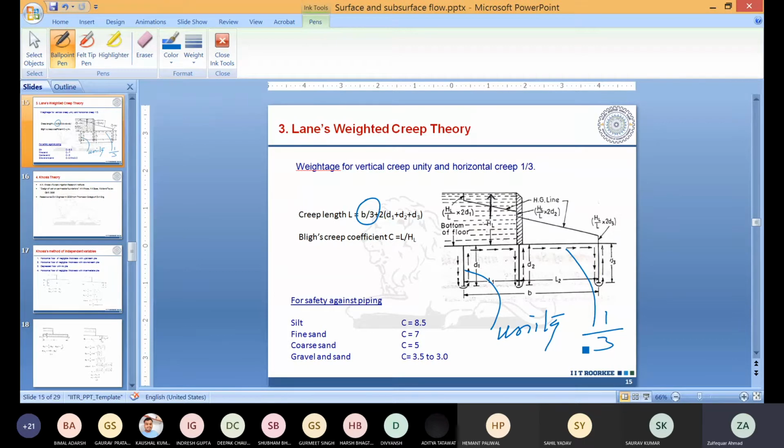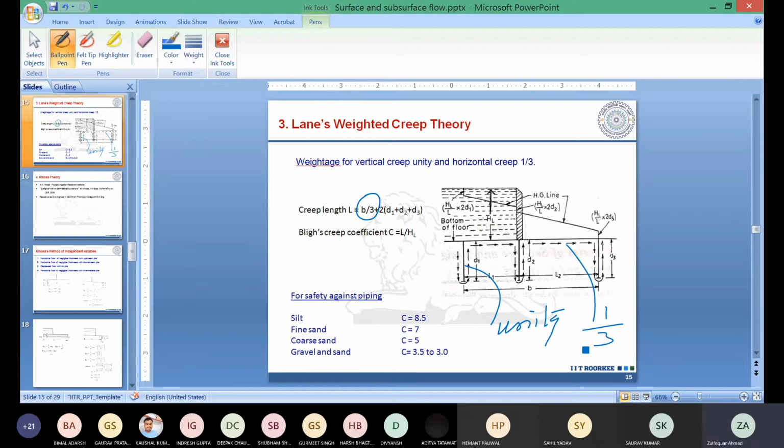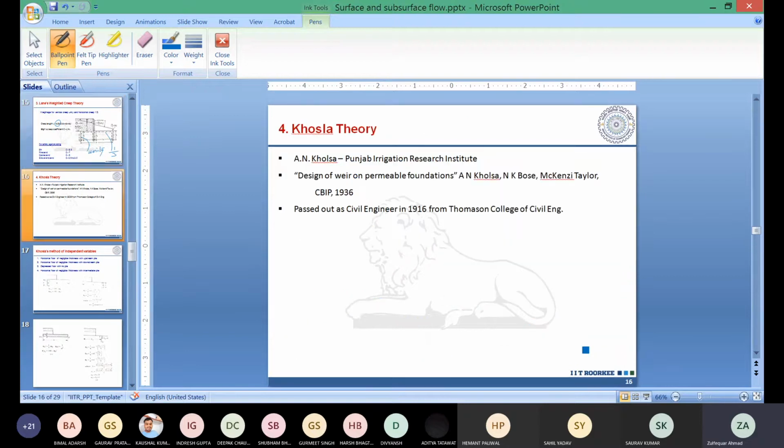Now coming to the concept given by Khosla. You can go through the details about Dr. A.N. Khosla because he's an icon. He was the icon of this Thomson College of Engineering, graduated from here in 1910, and then joined. He was also the vice chancellor of this institute, and we have the Khosla Hostel named after the scientist. And he was in the Punjab irrigation.